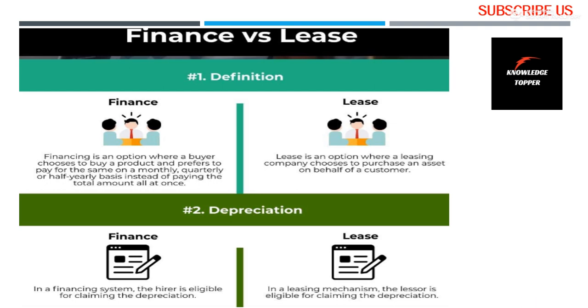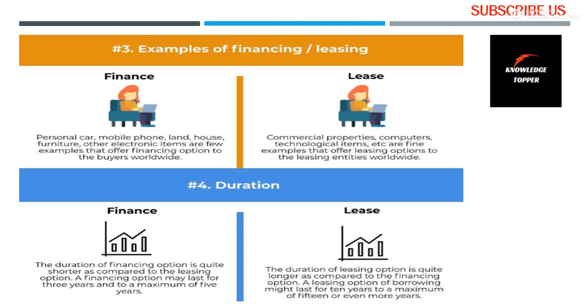If we talk about our third basis for comparison, which is the examples of financing, these are the most common examples used worldwide. If we talk about from the perspective of finance, what are those examples? Like there are personal cars, mobile phones, land, house, furnitures, other electronic items. These all are a few examples that offer financing option to the buyers worldwide. Now if we talk about the examples from the perspective of lease, like commercial properties, computers, technological items, and so on, are some of the finest examples that offer leasing options to the leasing entities worldwide.